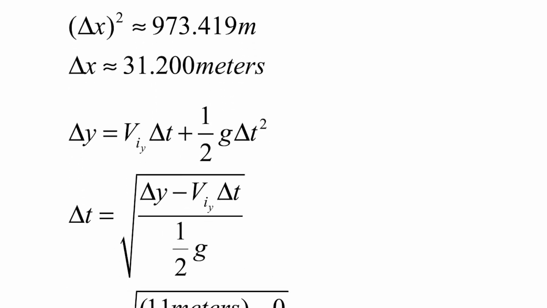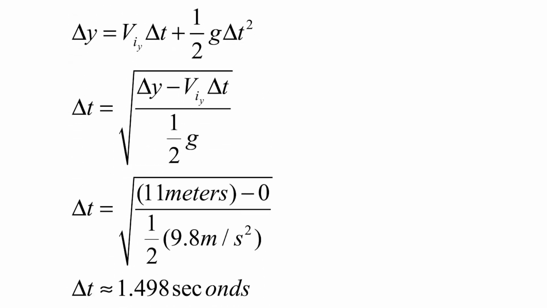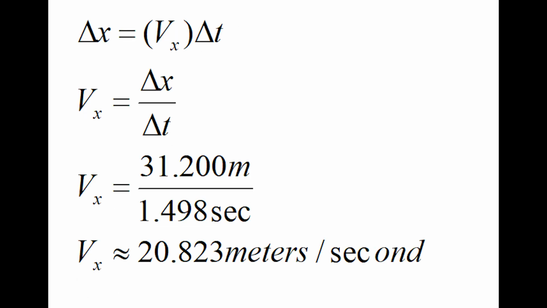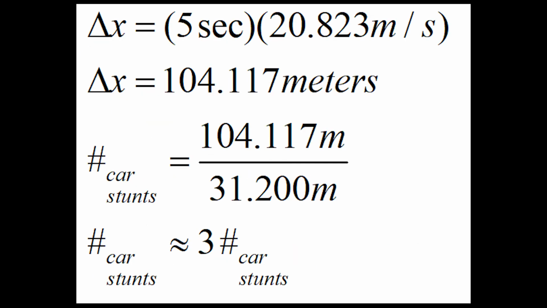After that, using this equation for finding the vertical displacement of an object, we can solve for the time, which comes out to be 1.498 seconds. If we divide the horizontal distance the car traveled, which is 31.2 meters, by this time, we can get an absurd velocity of 20.823 meters per second.